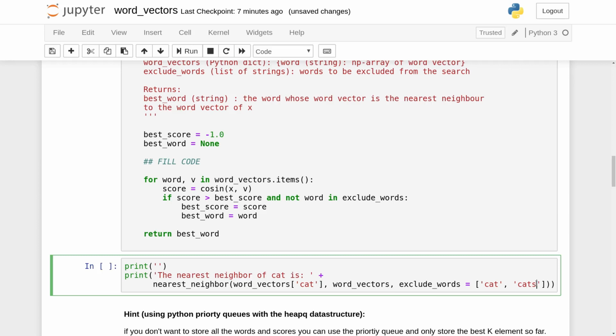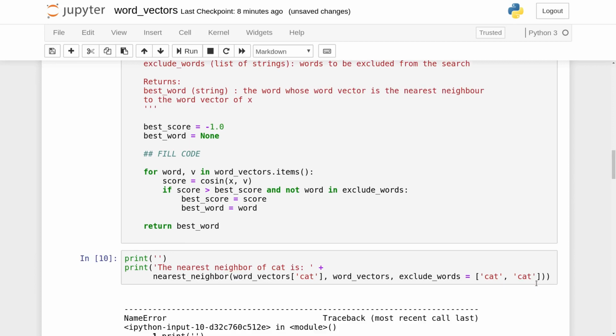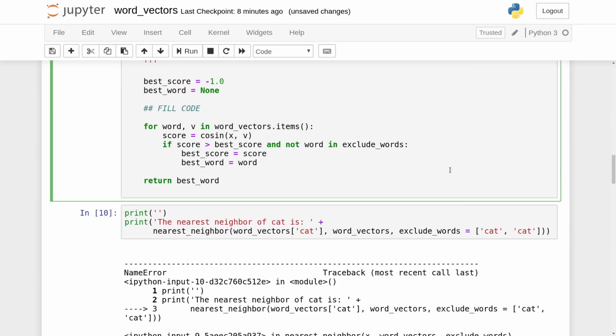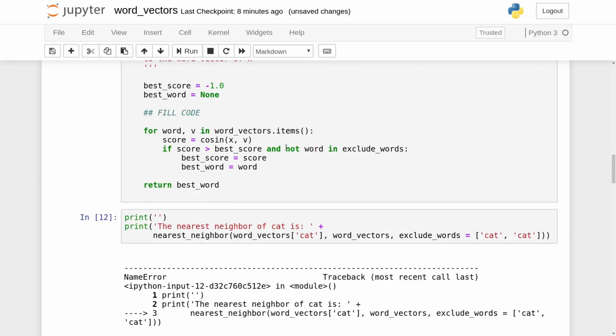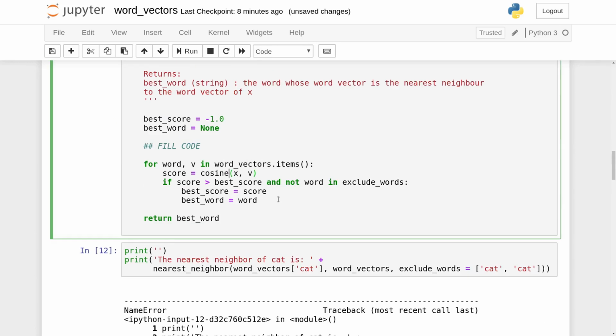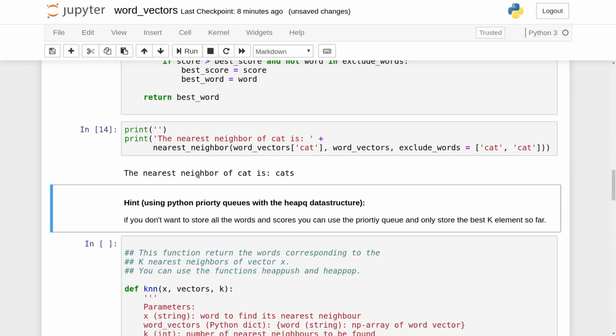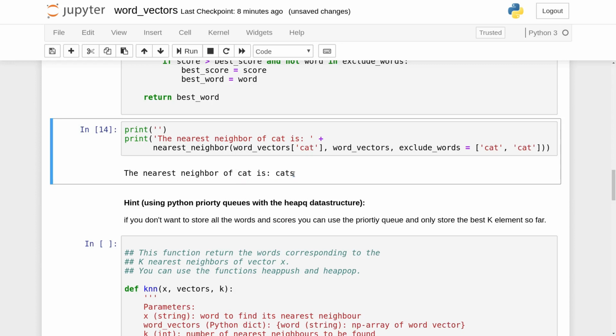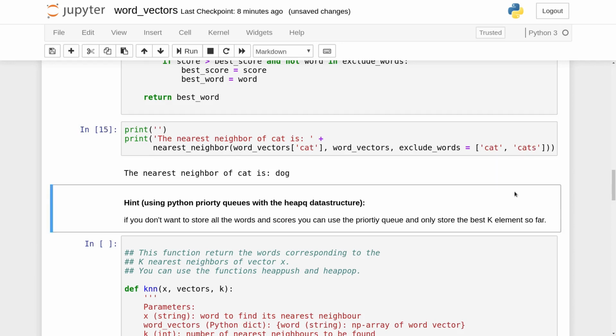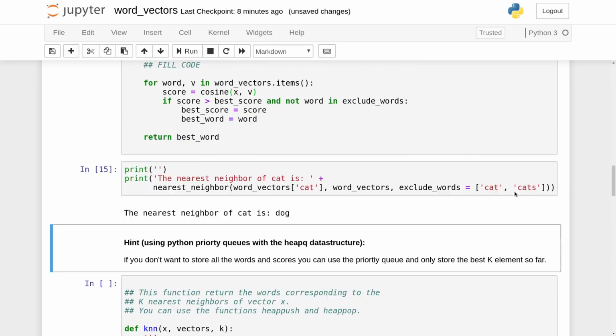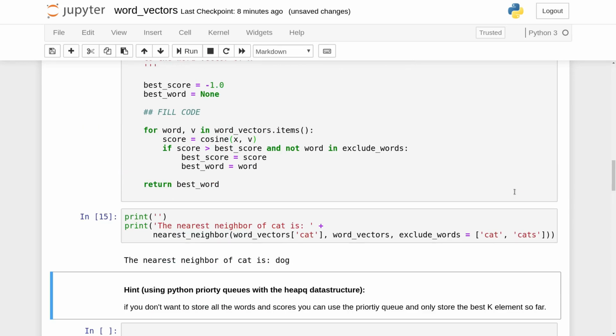If here we had cat, it will return, sorry, okay, so we have a typo here. Yeah, it's cosine. The nearest neighbor of cat is cats, as expected. So that's why we exclude cats, and we will have a different word. Let's see what it's going to be. So it's dog, as expected, because cat and dog appear in the same context more often, so their word representations are going to be similar.